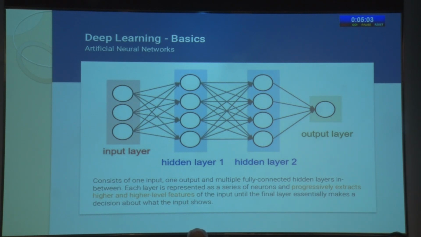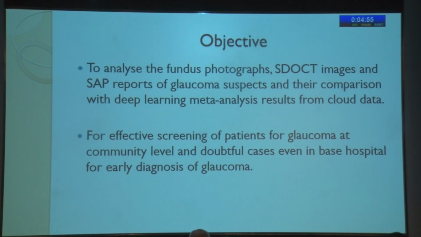So what happens is a lot of information is given as an input layer in the deep learning network, with the help of multiple hidden layers. Each layer is represented as a series of neurons, and it progressively extracts and gives the data as an output layer, and finally it makes a decision on it.